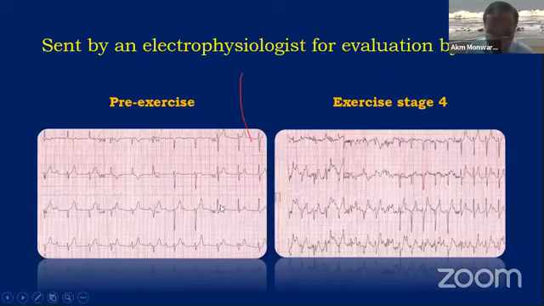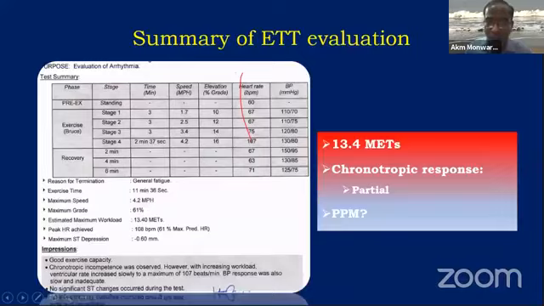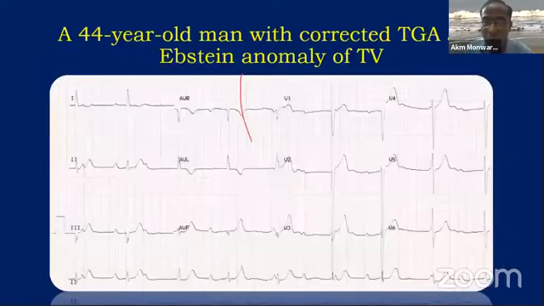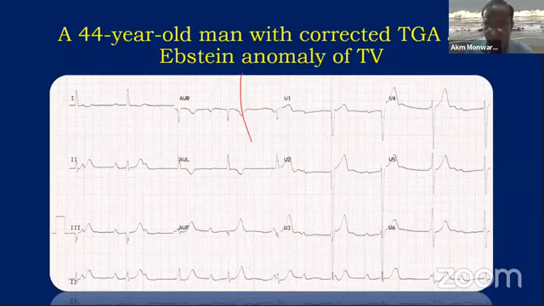I proceeded with the ETT, and ultimately, to my astonishment, the patient performed stage 1, stage 2, stage 3, and even stage 4. And there was a significant increase in ventricular rate. What is the beauty of this ETT? The beauty of this ETT is that I am sure the electrophysiologist did not refer the patient to me to comment on whether there is ischemic heart disease or not. Rather, he was eager to know the behavior of the rhythm with exercise.